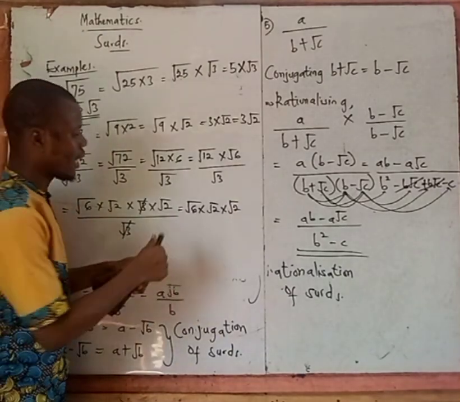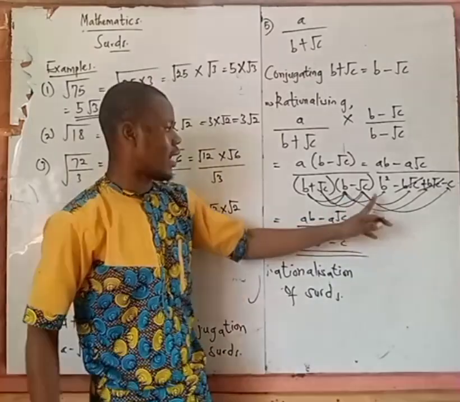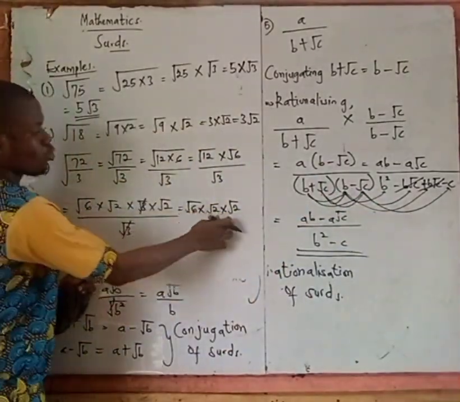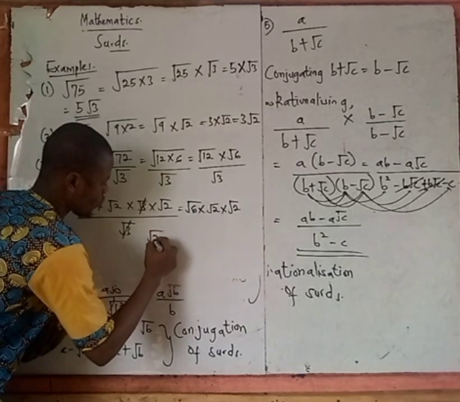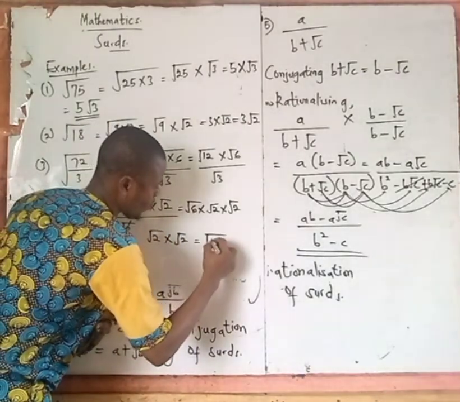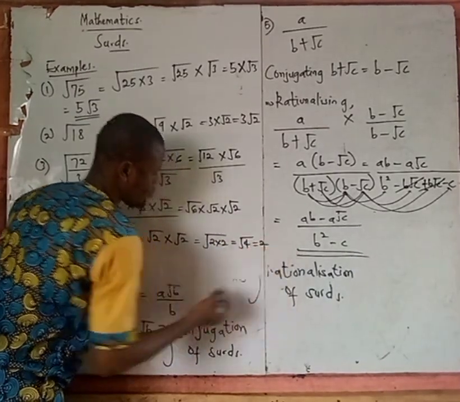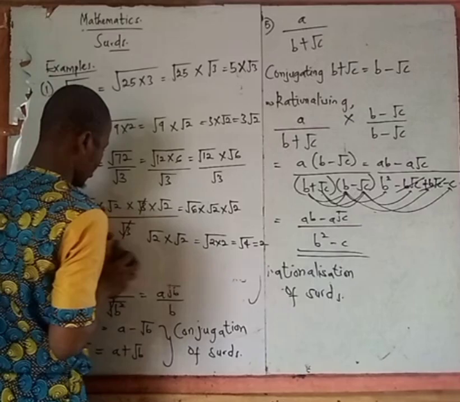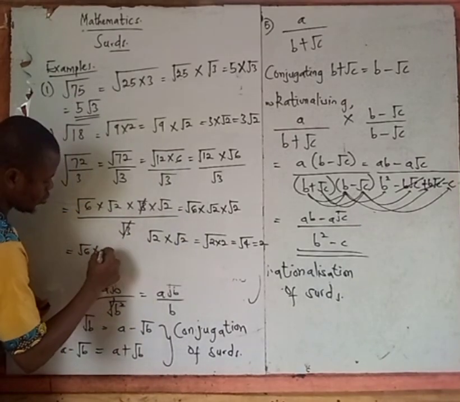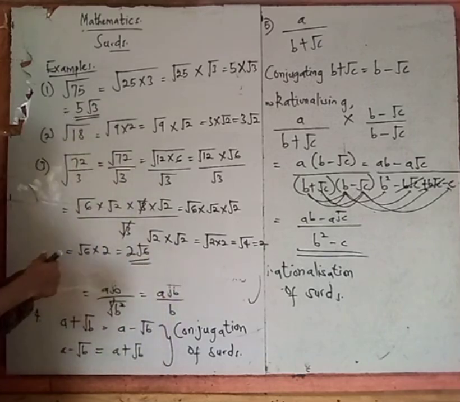So root 2 times root 2 will give us what? It will give us 2. From this, you are able to see how we got root c times root c. Root 2 times root 2 gives us the square root of 2 times 2, that is the square root of 4, which is equal to 2. So in that case, I'm going to have root 6 times 2, which gives us 2 root 6. Final answer.